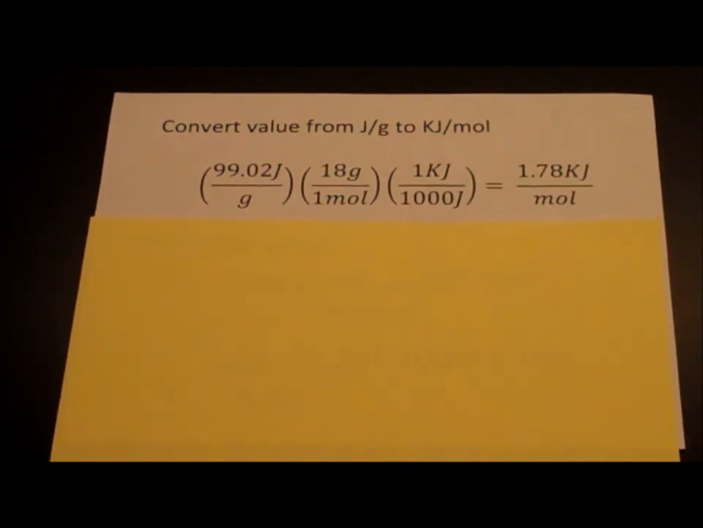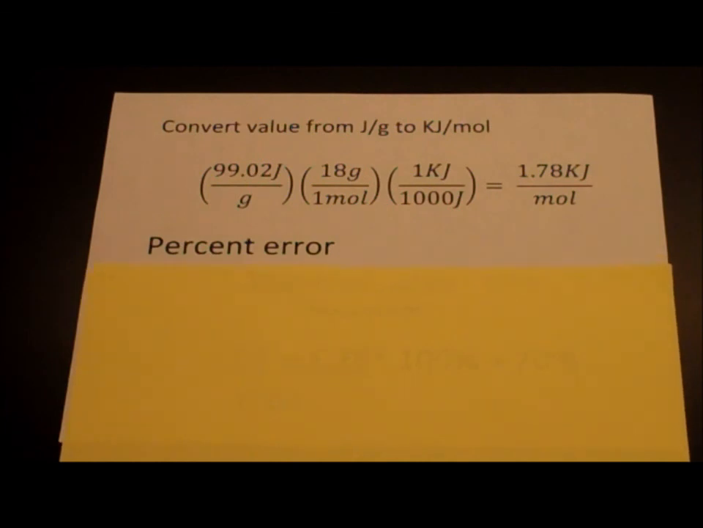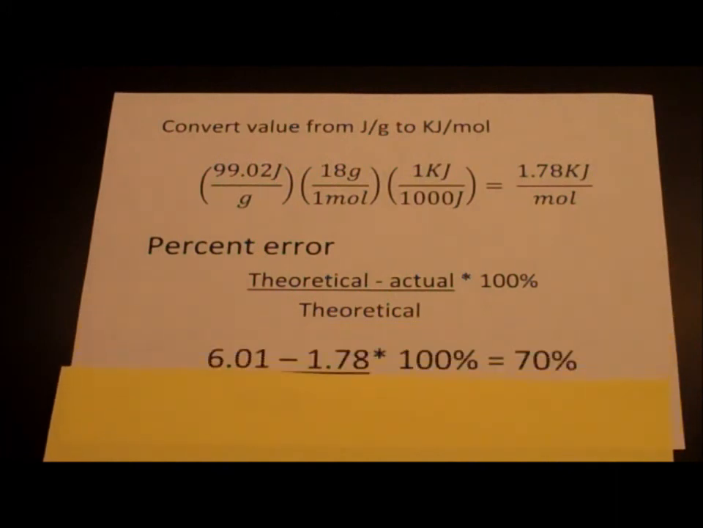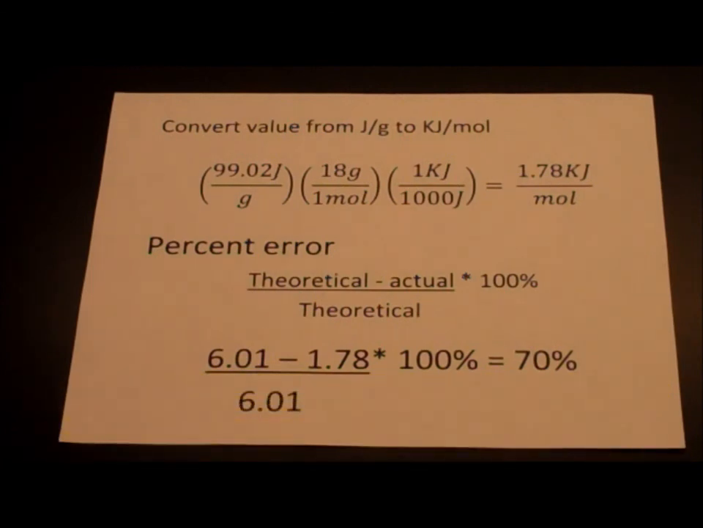Next, we have to find our percent error. Percent error is defined by theoretical minus actual, all divided by theoretical times 100%. Our theoretical value was 6.01. Our actual value was 1.78. And we have a percent error of 70%.